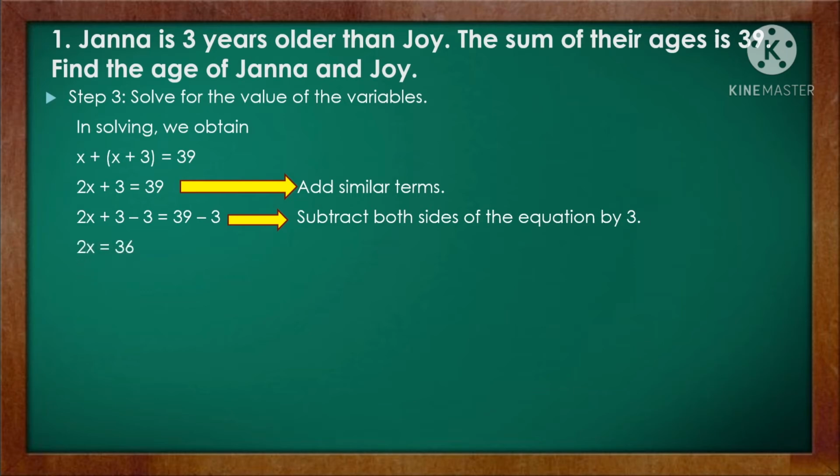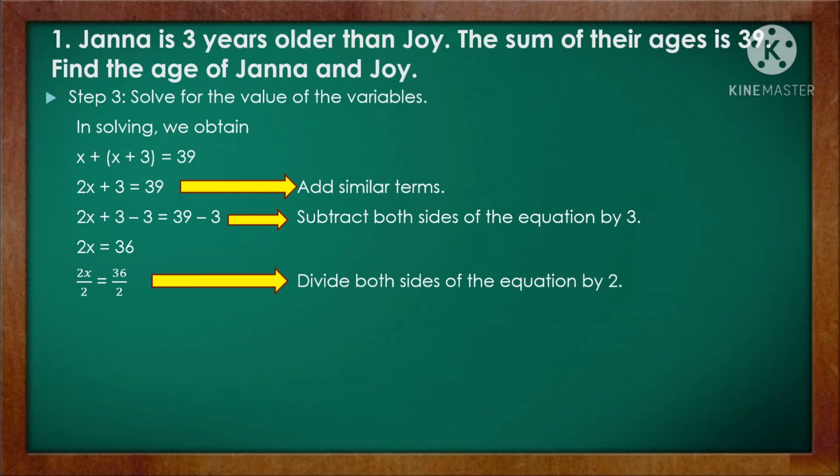We have now 2x is equal to 36. Now, divide both sides of the equation by 2. We have 2x over 2 is equal to 36 over 2.